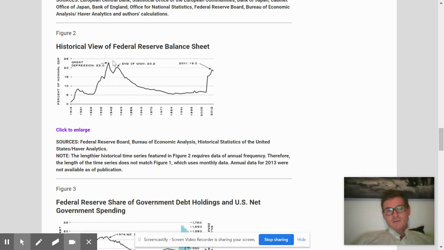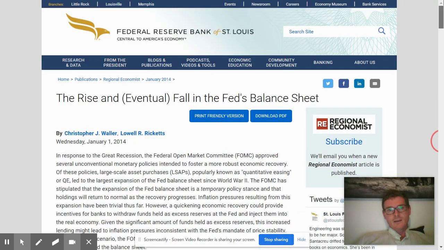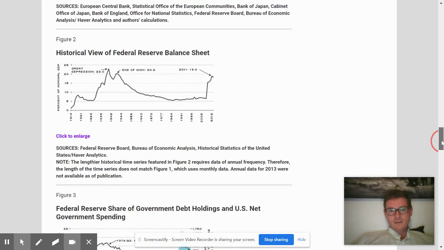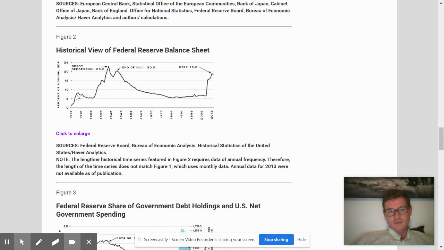And he was talking about velocity of money and talking about the Fed balance sheet going up as a percentage of GDP. And this is on the Federal Reserve Bank of St. Louis website. And so this is just a historical chart that comes straight from the Fed, and they had 23% of GDP.